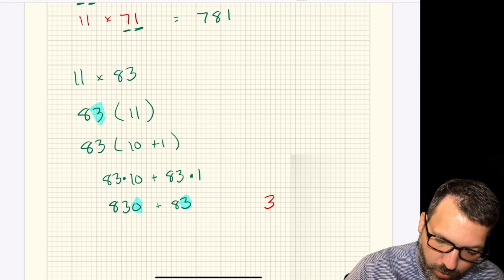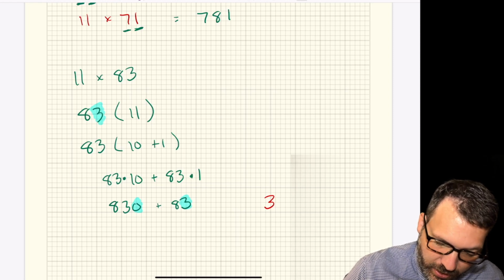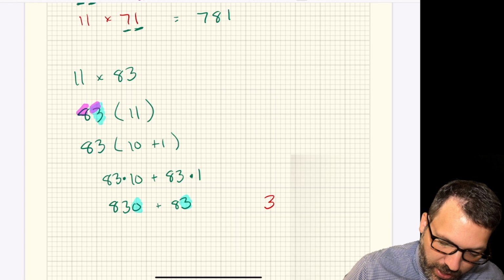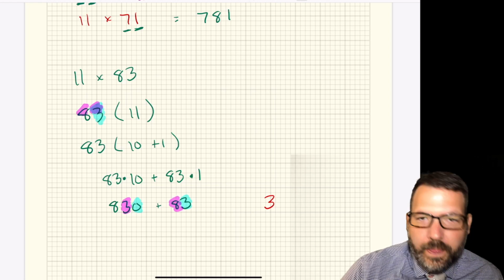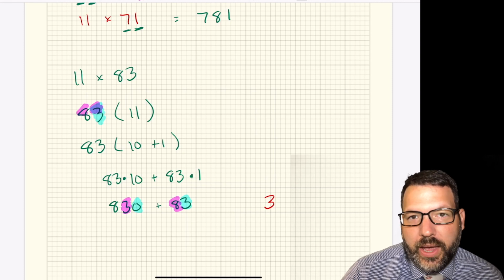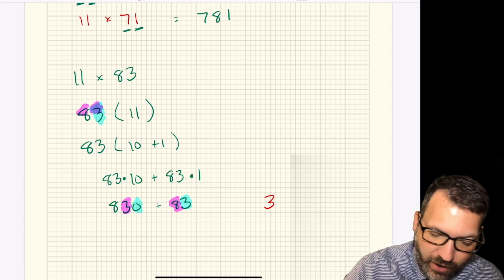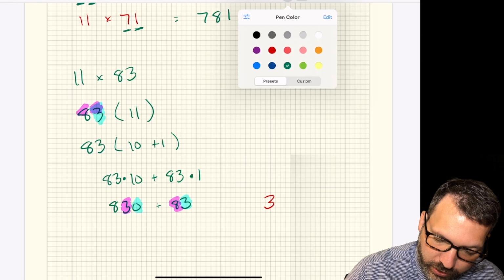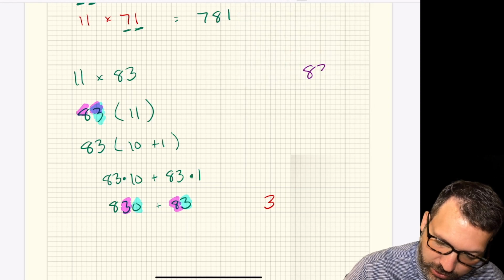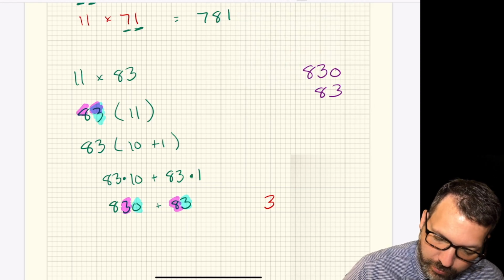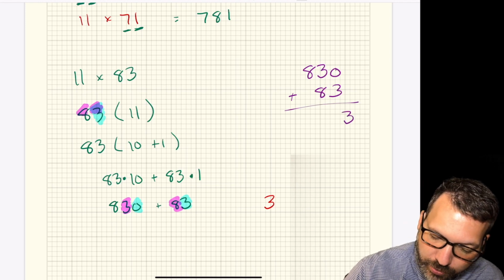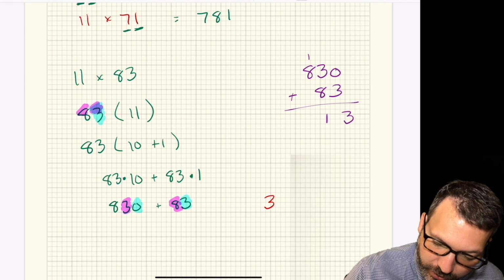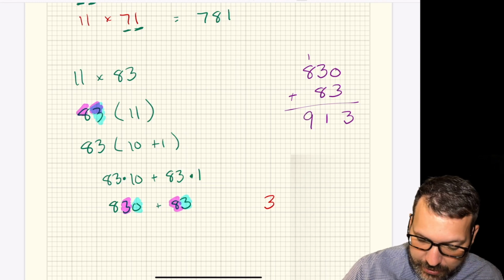But now I'm going to have to take the ones digit and the tens digit and add them together, and they're bigger than 10. So I end up with a carry. If I were drawing this out the way we normally do, our stacking algorithm for addition, right, 830 plus 83, I would see the 3 come down here, and then the 3 plus 8 makes 11, and I carry, and then I write down the 9.